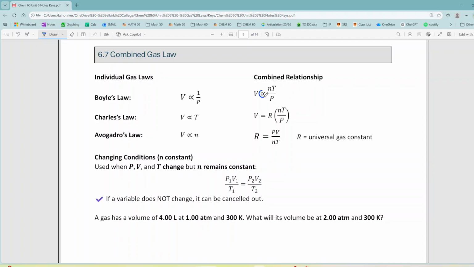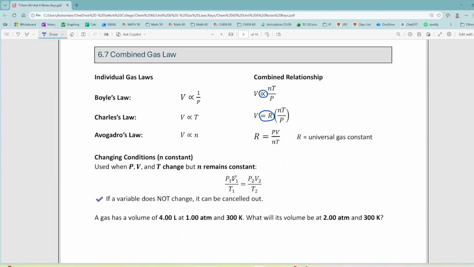And again, we can replace this varies symbol, the proportionality symbol, with an equals a constant. We're going to switch from using a K in the constant to an R. In the next lesson, we will talk about what this R value can be. But for now, if I took this equation and solved for R, I would get PV over NT.